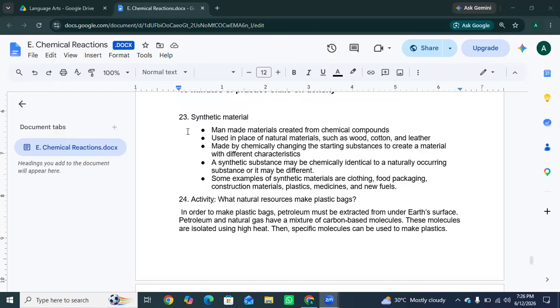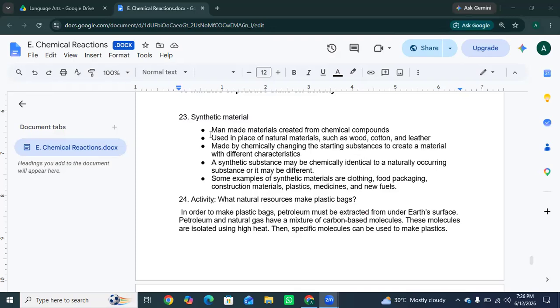So the next one is synthetic material. What are these? These are man-made materials. They don't just grow or exist in nature. Humans have to create them using chemical mixtures. They are man-made materials created from chemical compounds, used in place of natural materials such as wood, cotton, and leather, made by chemically changing the starting substance to create a material with different characteristics.